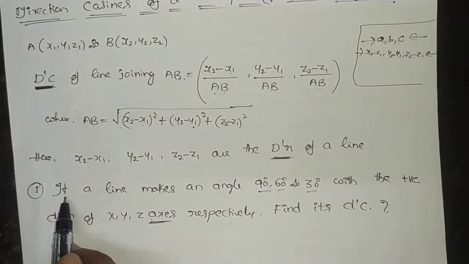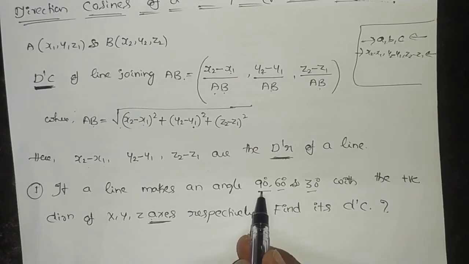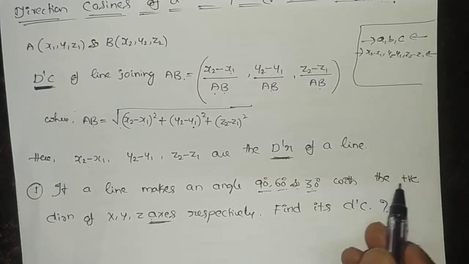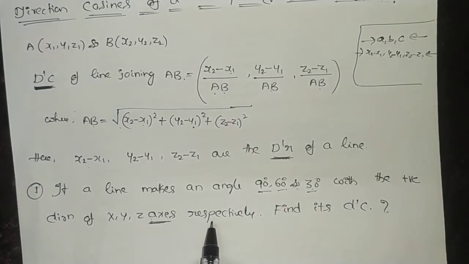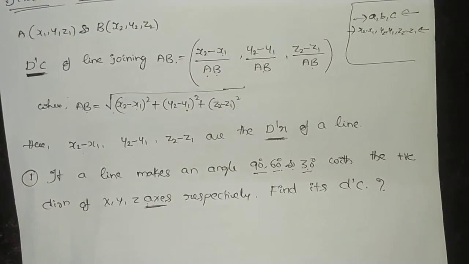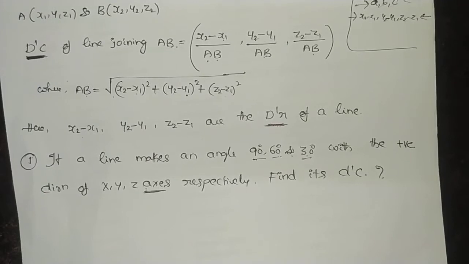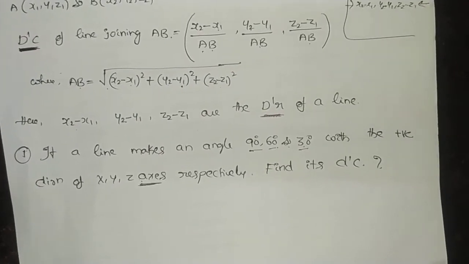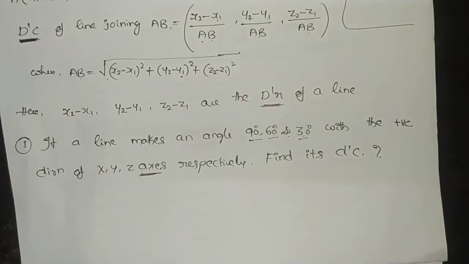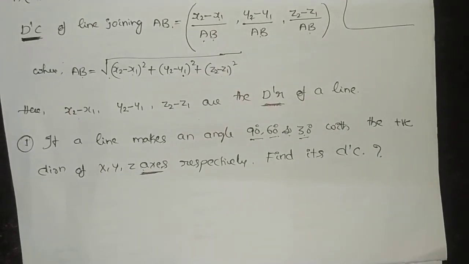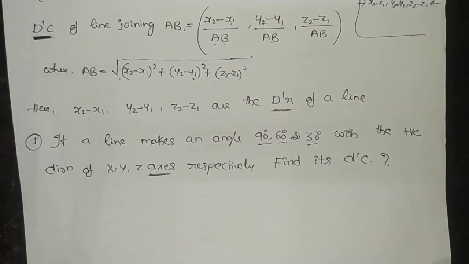Let us come to the problem once again. If a line makes angles 90 degrees, 60 degrees and 30 degrees with the positive direction of x, y, z axes respectively, find its direction cosines. In the last class I already told you how to find the direction cosines if the angles are given in the problem. If the angles are given, then the direction cosines are cos alpha, cos beta, cos gamma.